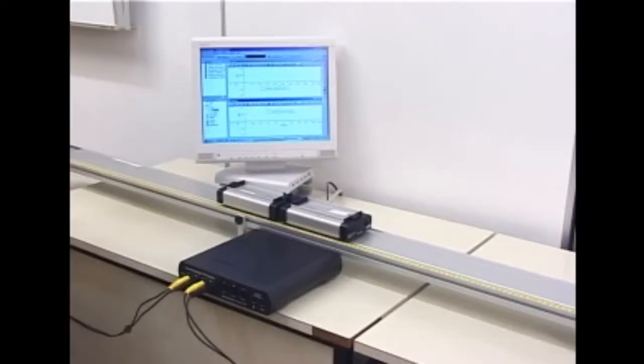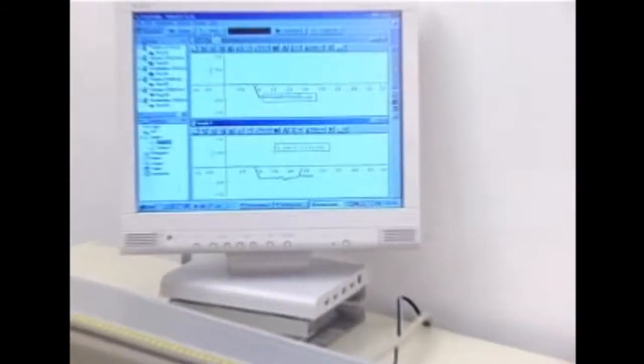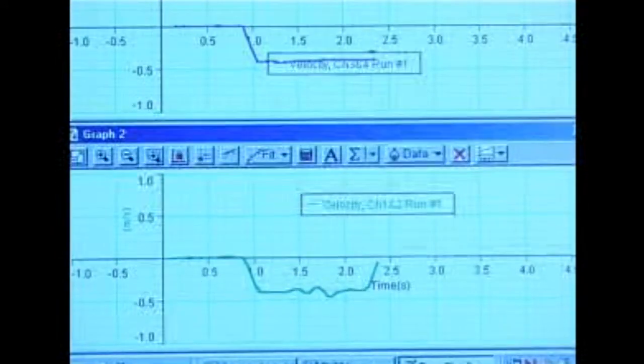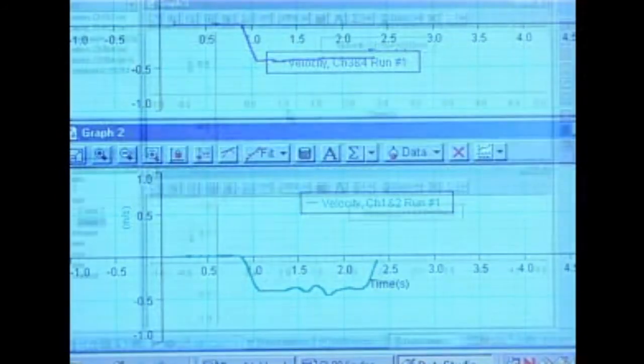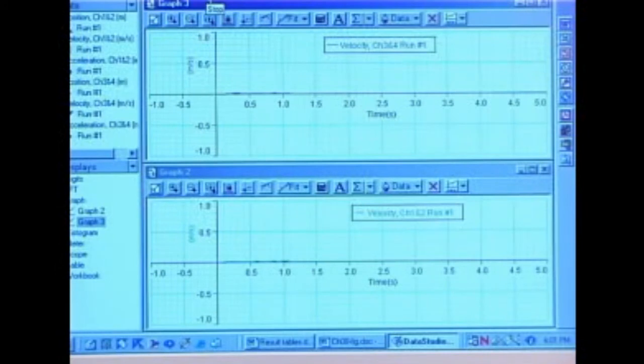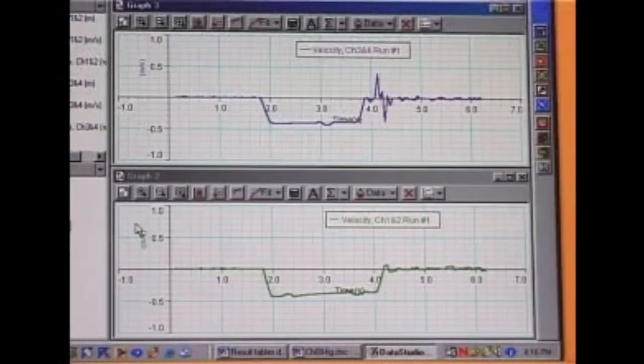Run the data logging program and start data recording. Release the plunger so that the two trolleys explode, moving off in opposite directions. Note the VT graph displayed. Read the velocities of the trolleys before and after explosion.